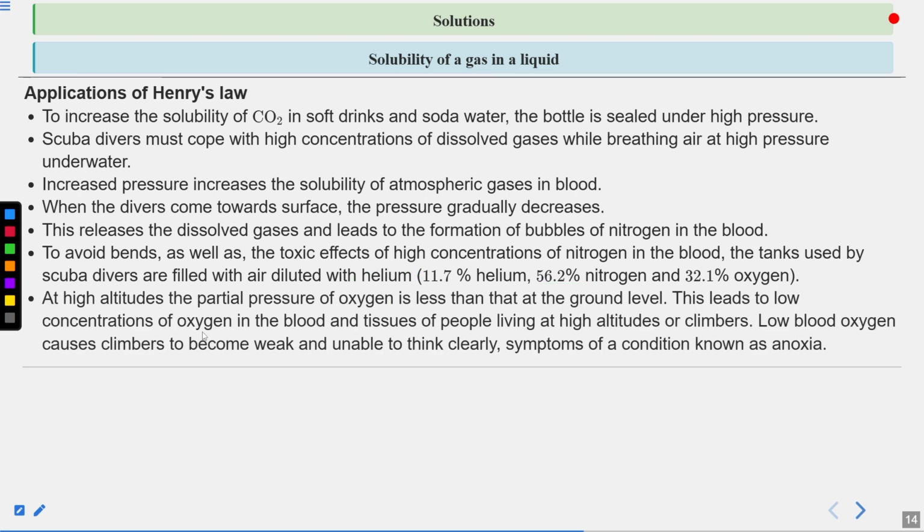Similarly, there is a difficulty at high altitudes also, where the pressure decreases and the amount of oxygen present in the blood decreases, resulting in a very hectic situation. So, the climber feels nausea and even vomits due to this lesser amount of oxygen reaching their brain, and they become weak and are incapable of thinking properly. This situation is called anoxia.